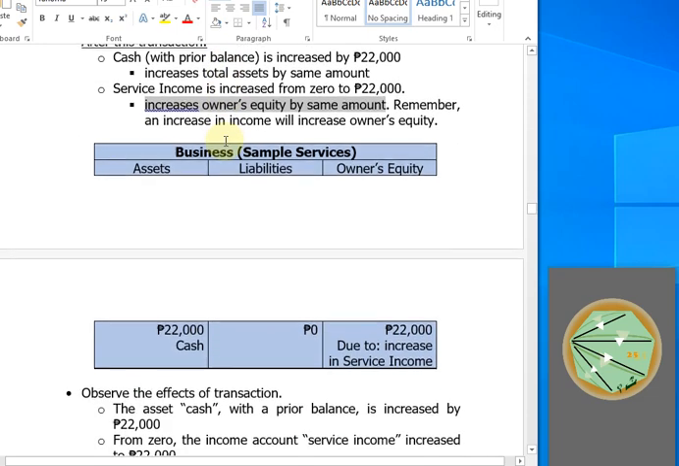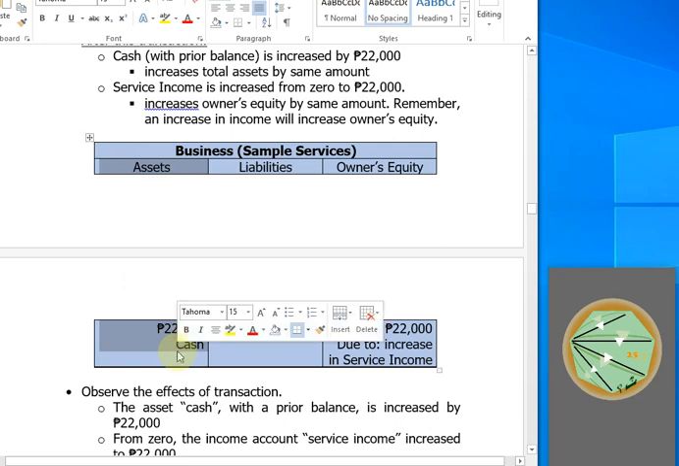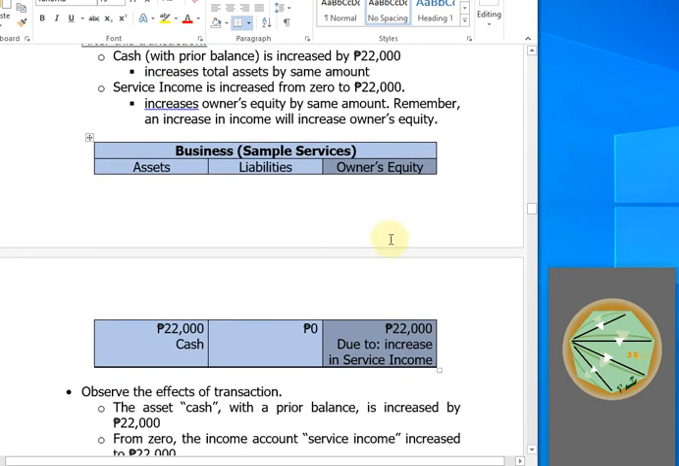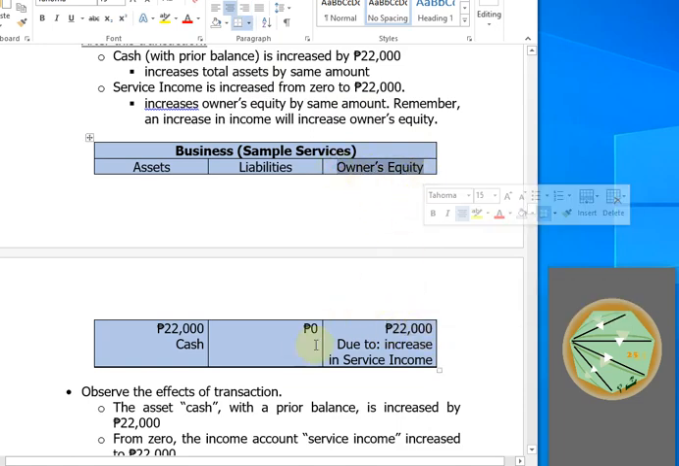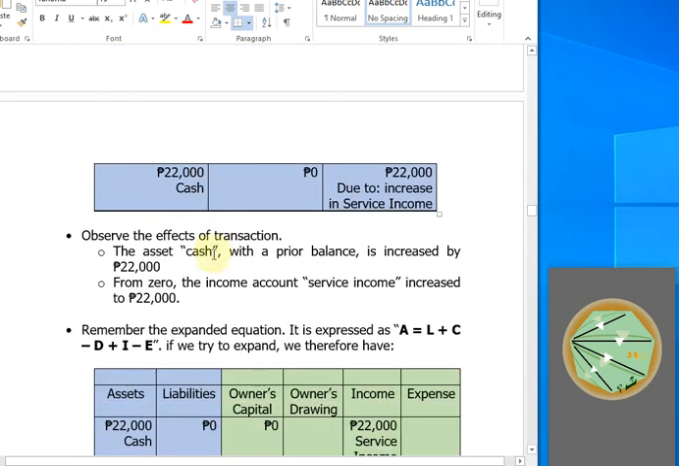So obviously, if we present it in a table, we have assets increase by 22 because of the cash received. Liabilities is not affected, and as I have said, owner's equity is also increased because now we have income which increased. It is not like expense in the previous transactions. So as income increases by 22,000, owner's equity also increases by the same amount. So that is the effect of the transaction.